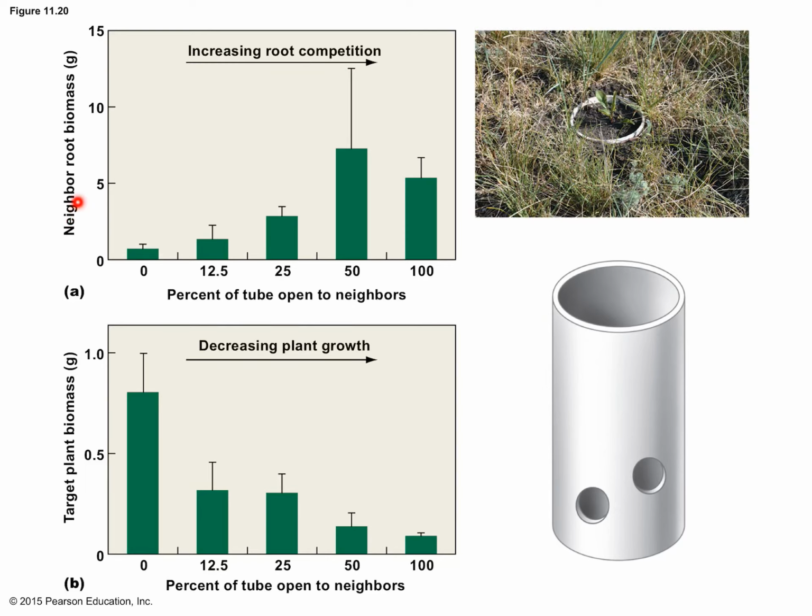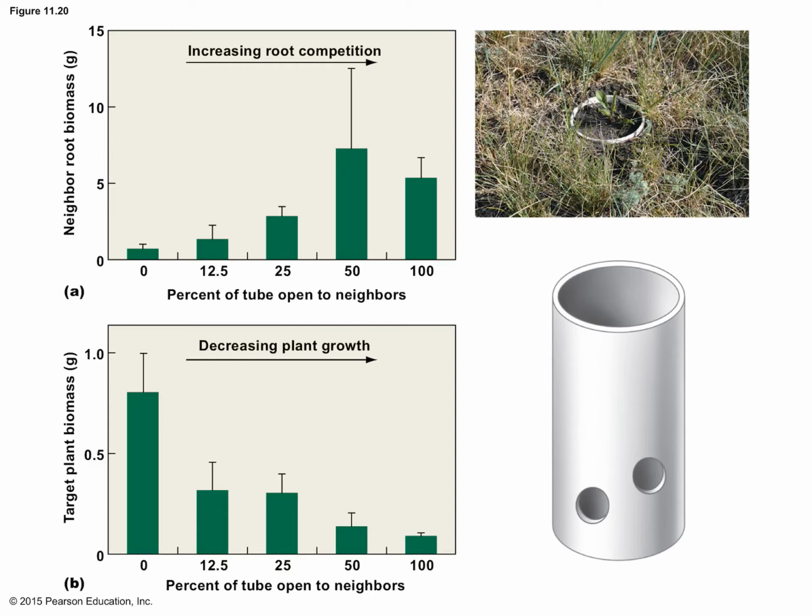On the y-axis we have the neighbor root biomass. So the amount of biomass of neighboring roots found inside the tube at the end of the experiment. And you can see that as they had more access, the neighboring root biomass inside the tube increased. And so as competition went up, you had neighboring root biomass going up along with it.